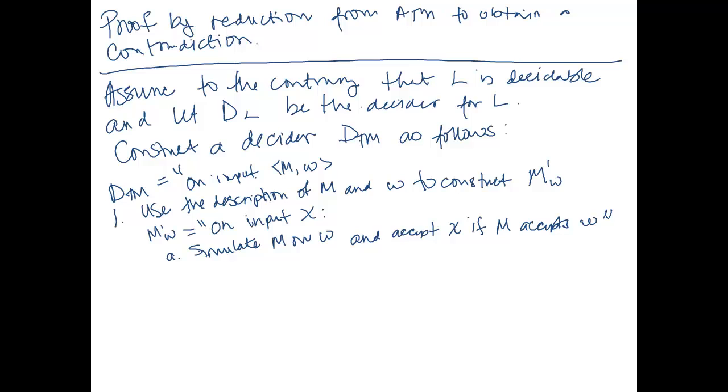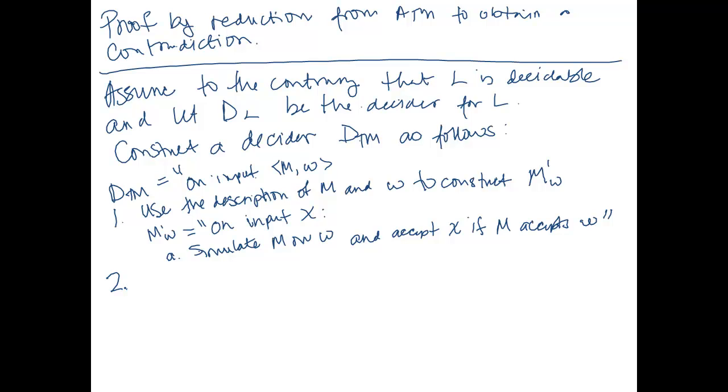Okay, notice this machine is inherently a recognizer because M may run forever on W, so then this machine would run forever on W. However, this doesn't matter because we aren't actually ever going to run M prime W. We are going to feed its description to another machine. So what is that machine going to do?